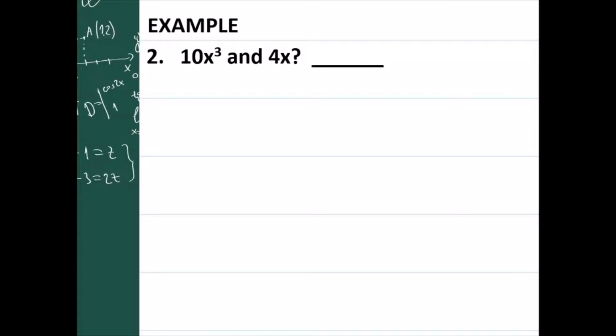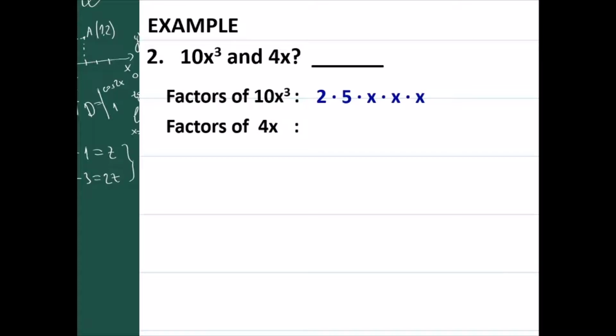Example number 2. Find the GCF of 10x cubed and 4x. The factors of 10x cubed is 2 times 5 times x times x times x. The factors of 4x is 2 times 2 times x. The common factors are 2 and x. So therefore, the GCF of 10x cubed and 4x is 2x.